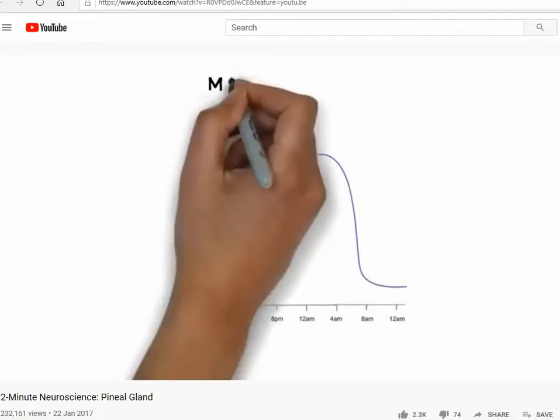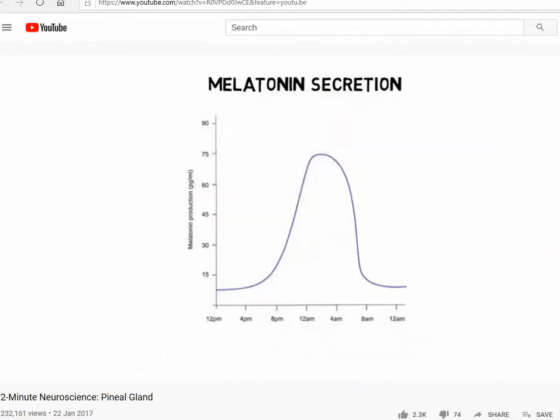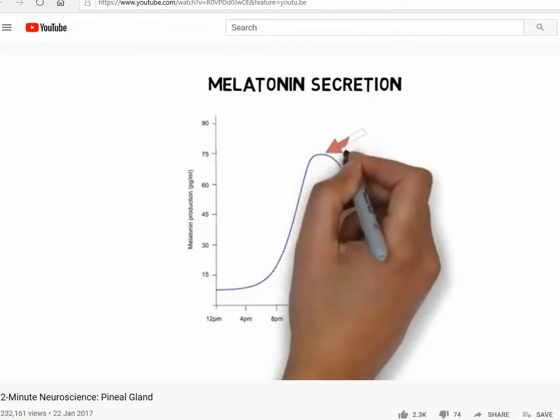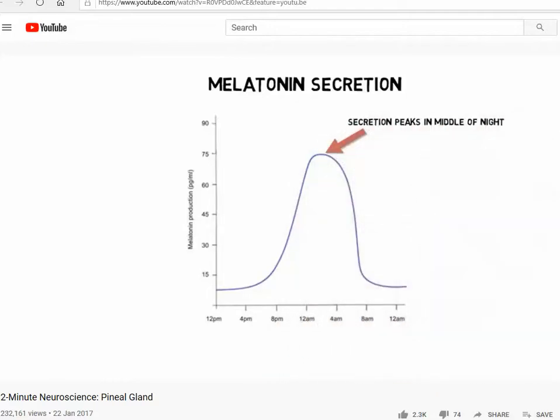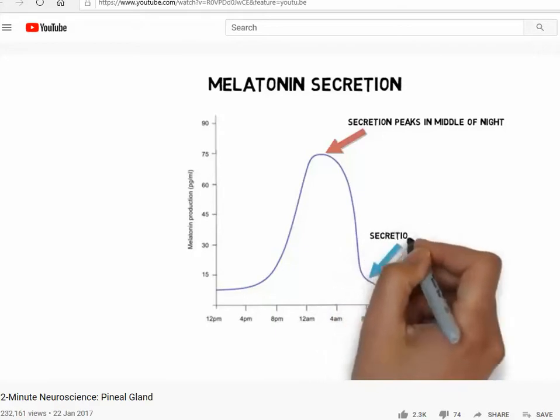The pineal gland is made up of secretory cells called pinealocytes, which secrete melatonin throughout the 24-hour cycle. Secretion is highest in the middle of the night. It begins to decrease as it gets closer to dawn and is lowest during daylight hours.